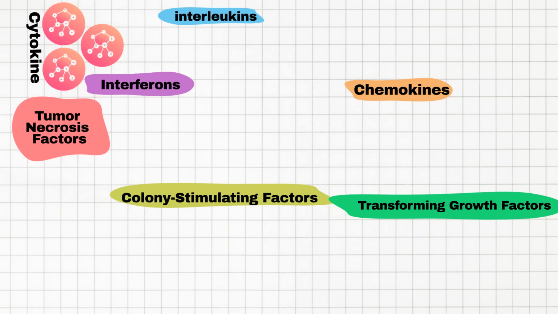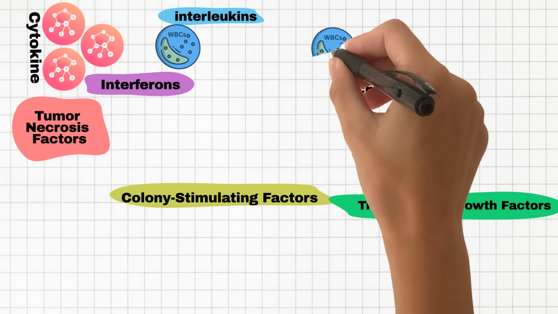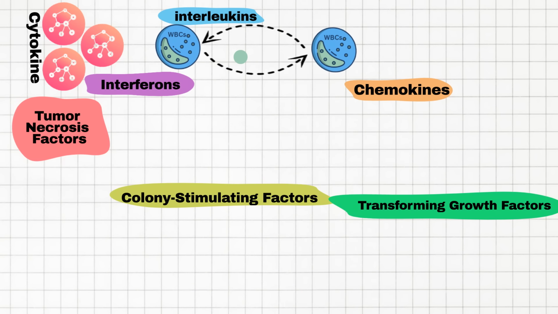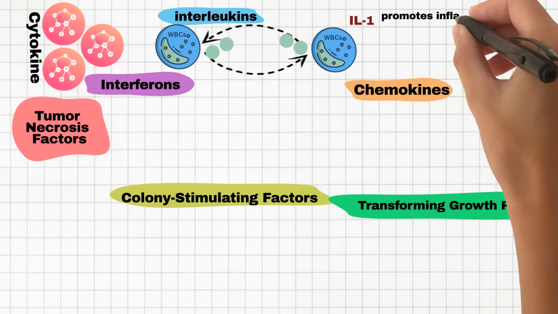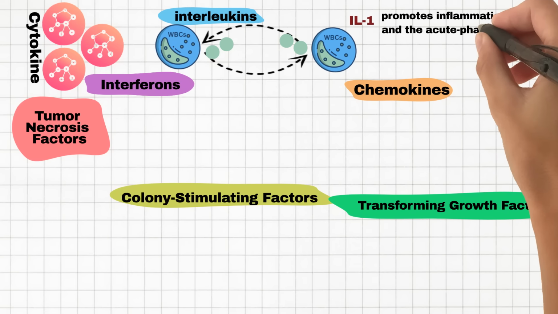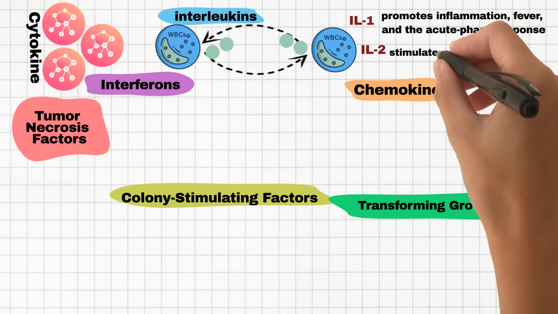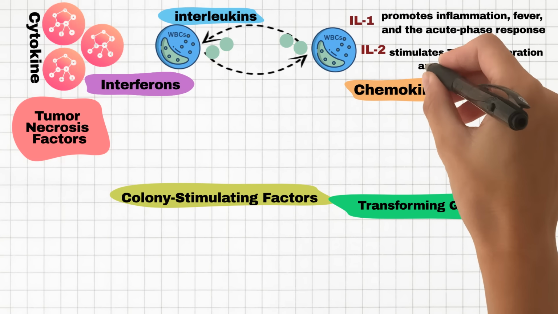One fascinating aspect of cytokines is their variety in naming. One nice trick here is that the types and names of cytokines often reflect their primary functions, making it easier to understand their roles in the immune response. How is that? For example, interleukins means between leukocytes, reflecting their role in communication between white blood cells. There are many types of interleukins, such as interleukin-1, which promotes inflammation, fever, and the acute phase response, and interleukin-2, which stimulates T-cell proliferation and differentiation.